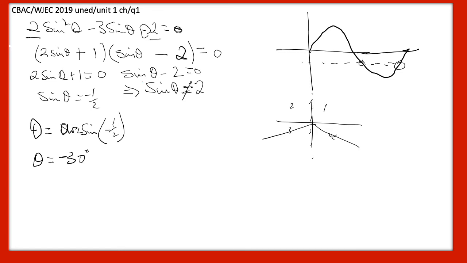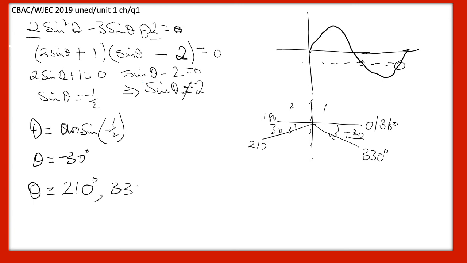Now, minus 30 degrees simply means that it's measured that way. So we know that this is 0 or 360. So therefore, clearly this one is 330 degrees. And by the symmetry, if this was 30, that's got to be 30. So that's 180. 180 plus 30 gives me 210. So my answers are theta is 210 degrees or 330 degrees. With any trigonometric equation, always expect more than one answer.